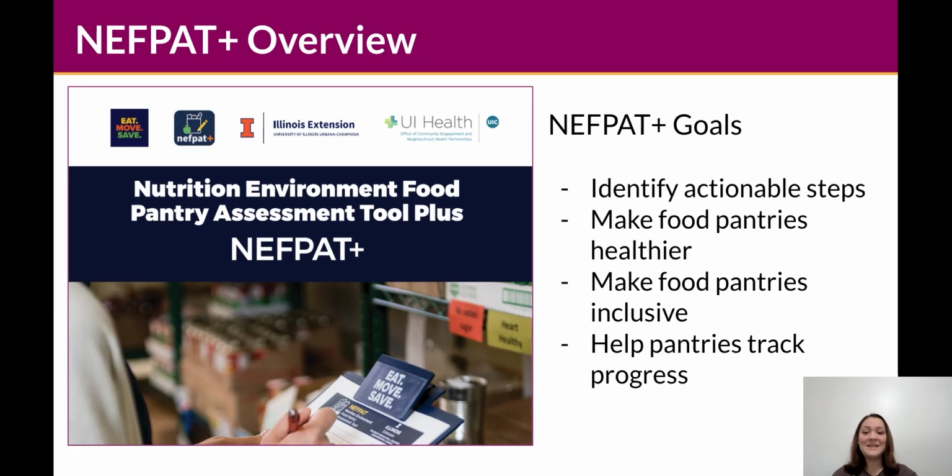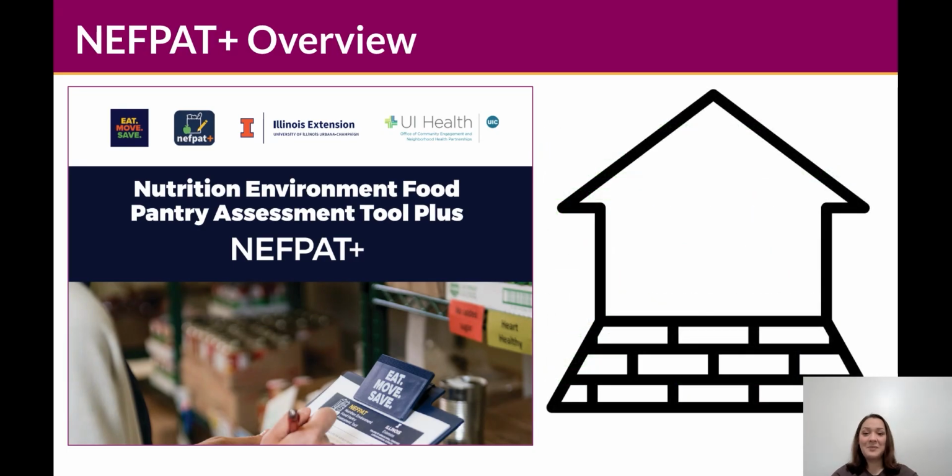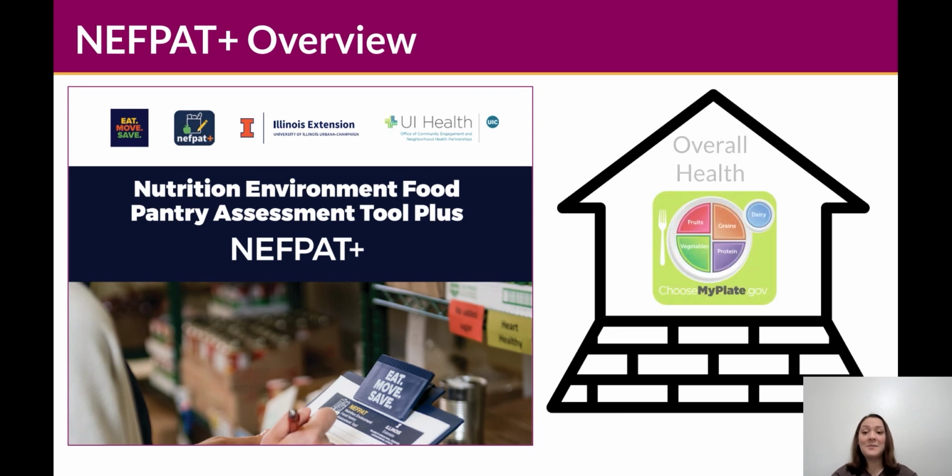The NEFPAT Plus is structured around 7 key objectives, all of which we will go over in depth. They include offering a variety of nutritious foods, promoting healthy choices, and increasing the involvement of neighbors. One of the foundations of the NEFPAT Plus is the promotion of nutritious foods, those that support overall health. The tool uses nationally recognized guidelines like MyPlate to ensure pantries are offering foods that align with best practices of nutrition. But the NEFPAT Plus isn't just about food.